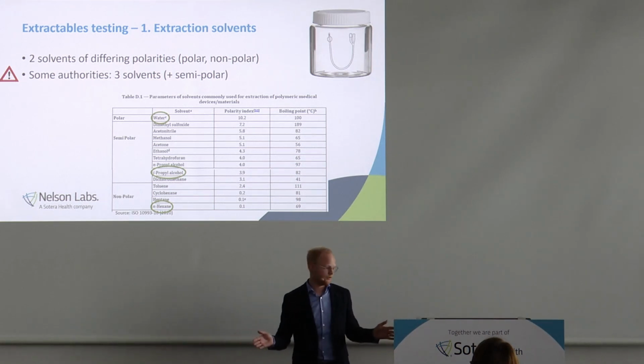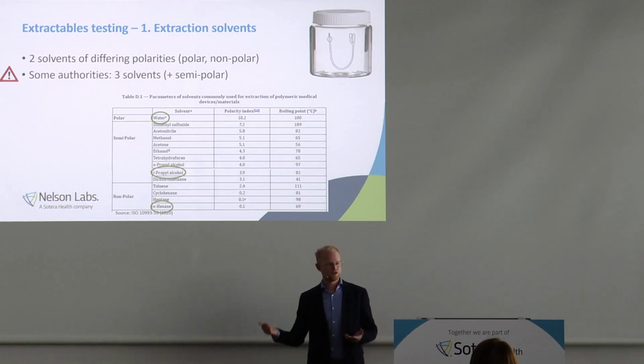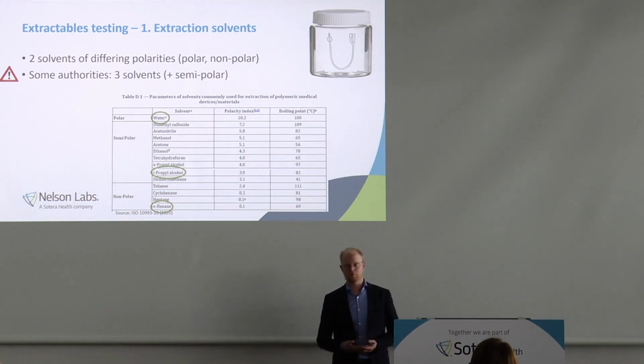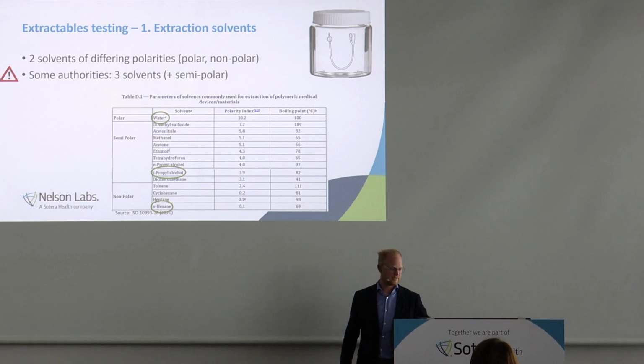the polarity. And we use water. It's a polar solvent. In most cases, as an apolar solvent, we choose hexane. Intermediate polarity is often requested as well, especially for permanent implants. The most likely candidate for a semipolar solvent is isopropanol.